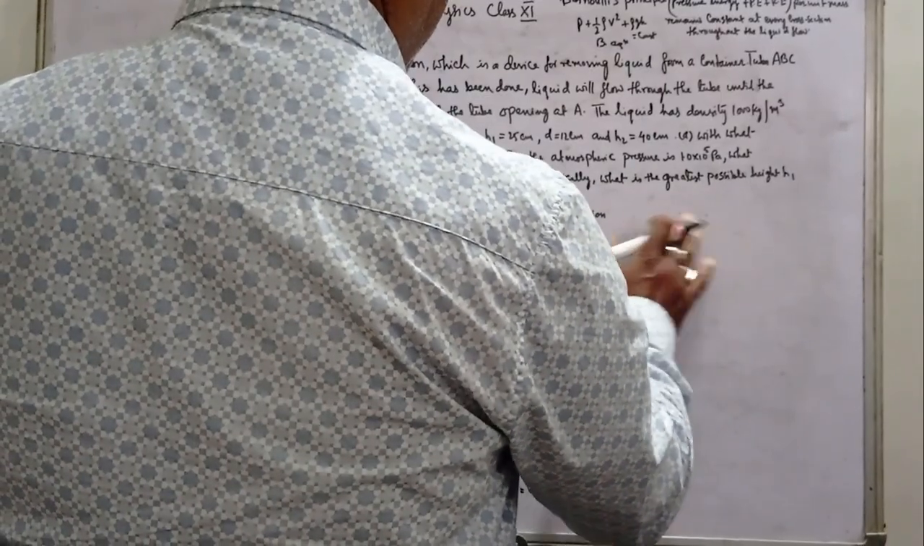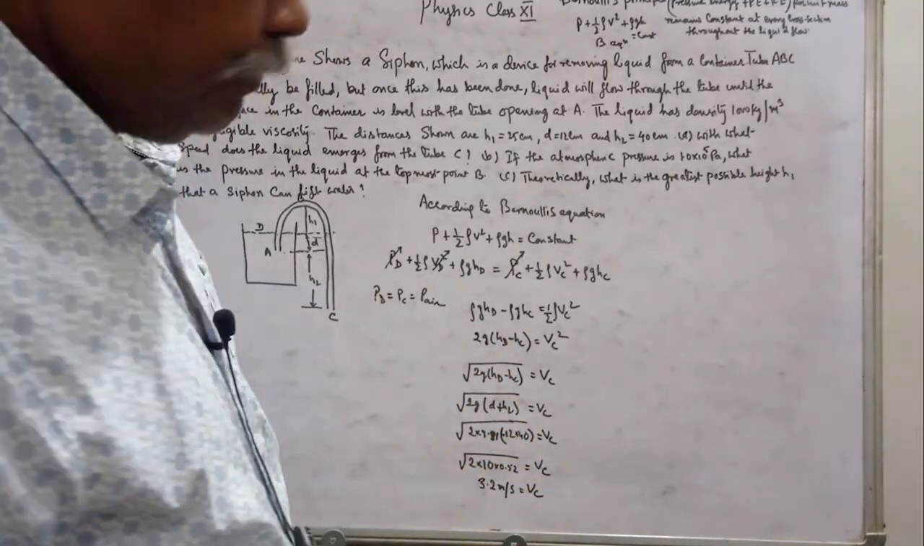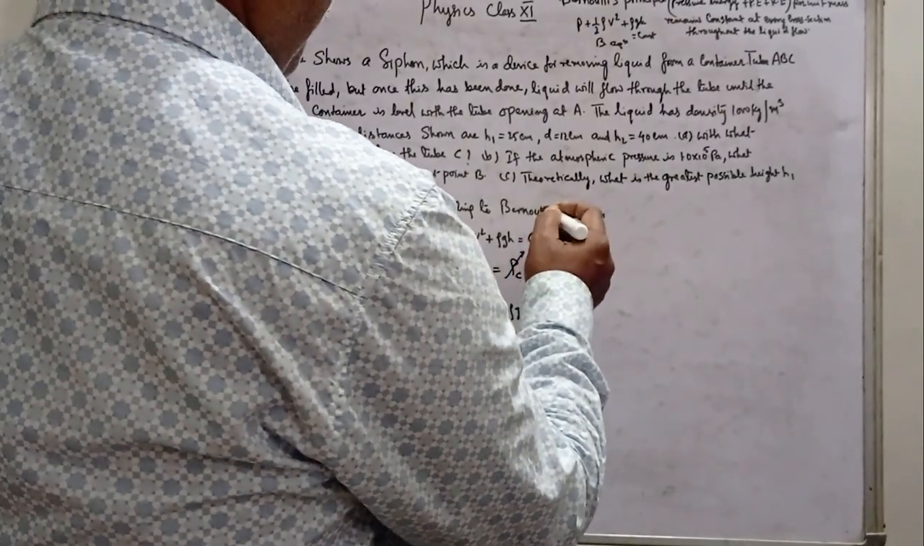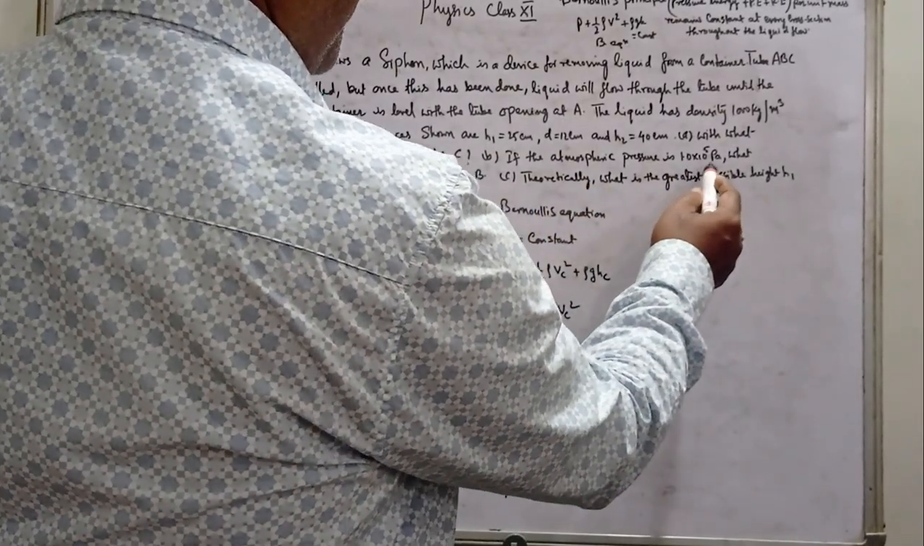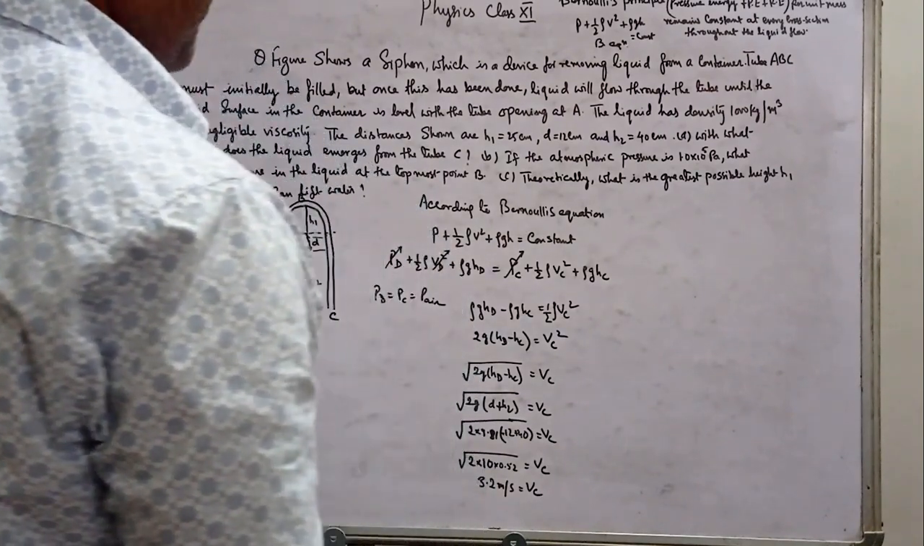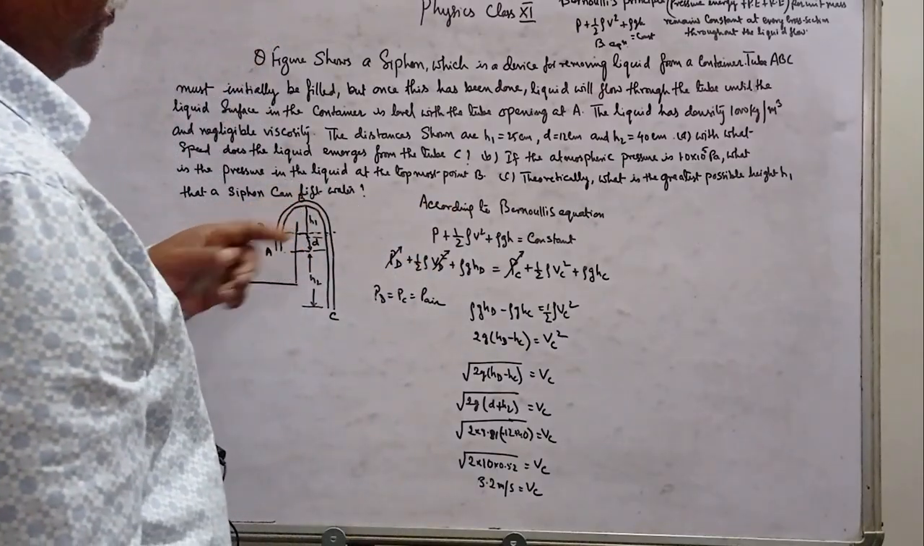Now this is the first part, and for the second part: if the atmospheric pressure is 1 into 10 to the power of 5 Pascal, what is the pressure in the liquid at the topmost point B, at this point B?